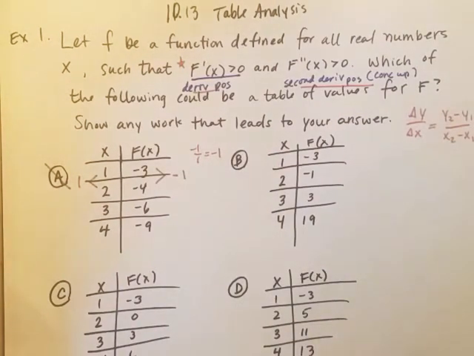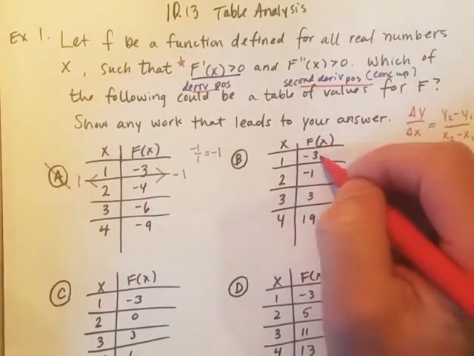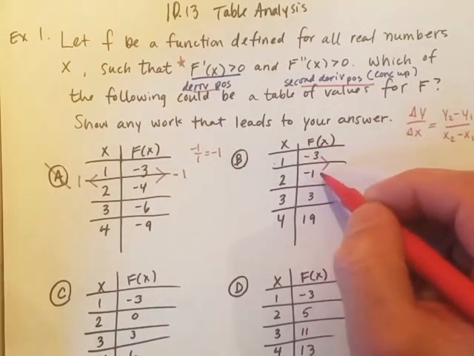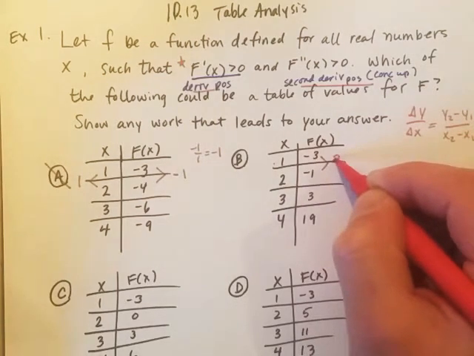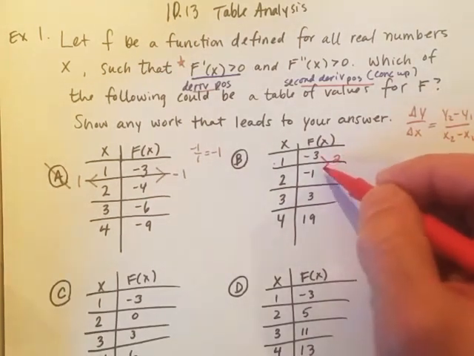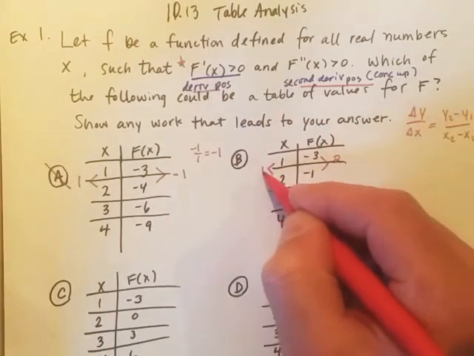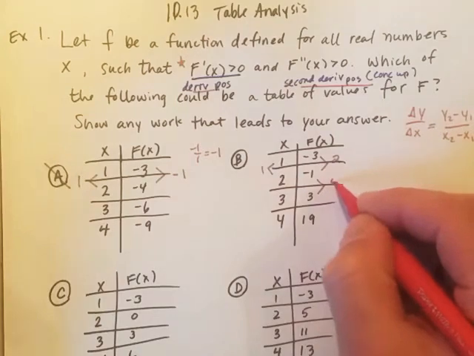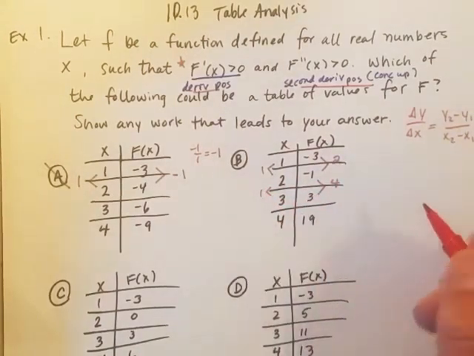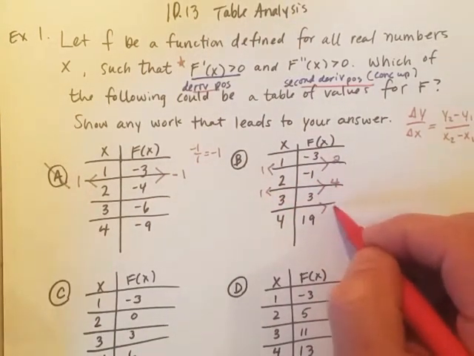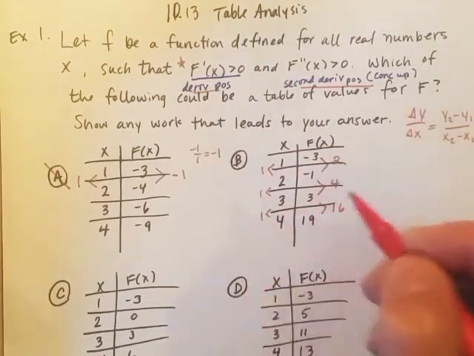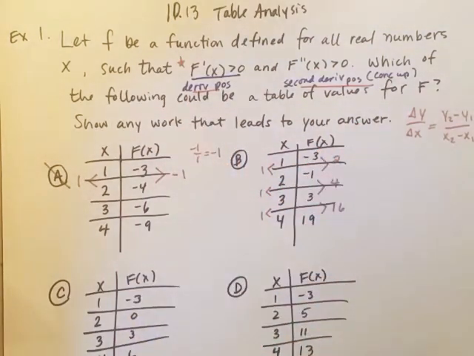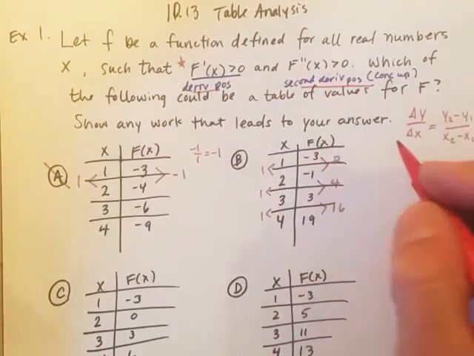Now let's look at B. For B, we're going to go through the same process of doing our change in y over change in x. From -3 to 1, it increases by 2. Remember that that's getting closer to 0, further to the right on our number line, over 1. So that is an increase of 2 over 1. And then from -1 to 3, if you count up, that's 4, a slope of 4. And then from 3 to 19, that's a slope of 16. So you can definitely see that this passes that first restriction set by the derivative being positive, but we also need to find the second derivative.